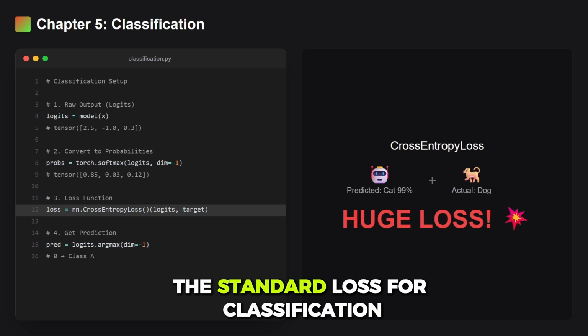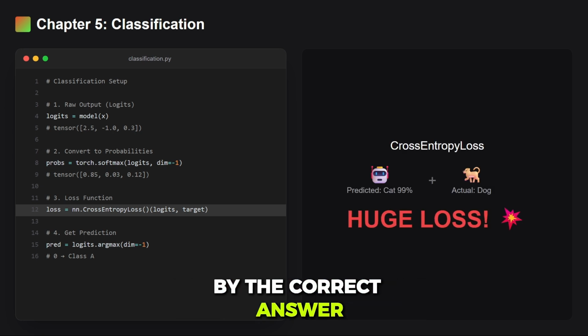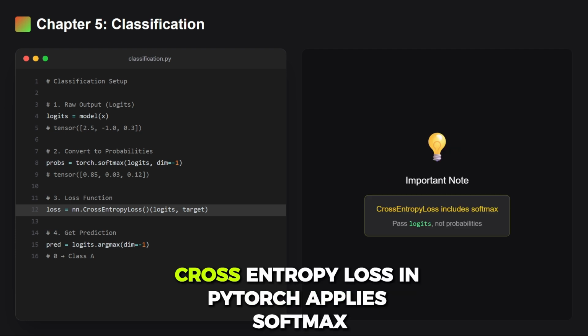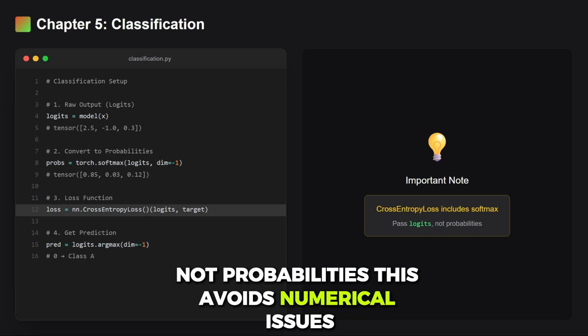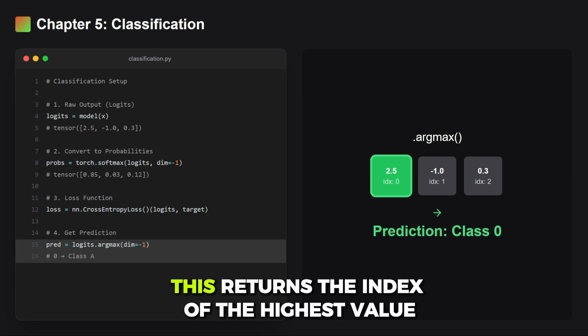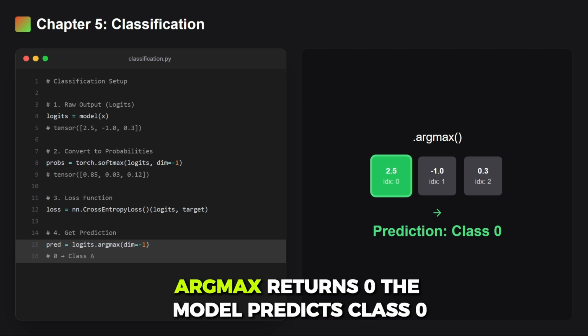CrossEntropy loss, the standard loss for classification. It measures how surprised the model is by the correct answer. If the model predicts 99% cat and it's actually a dog, huge loss. One detail, CrossEntropy loss in PyTorch applies softmax internally. You pass in raw logits, not probabilities. This avoids numerical issues. To get the actual prediction, we call argmax. This returns the index of the highest value. If logits are 2.5, -1, 0.3, argmax returns 0. The model predicts class 0.